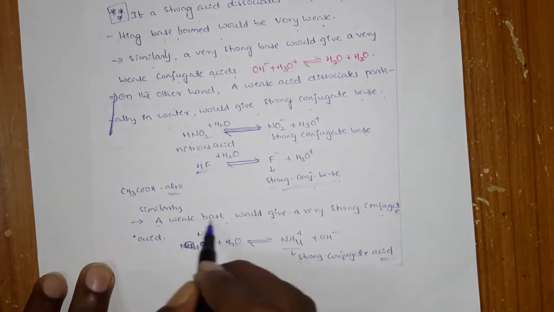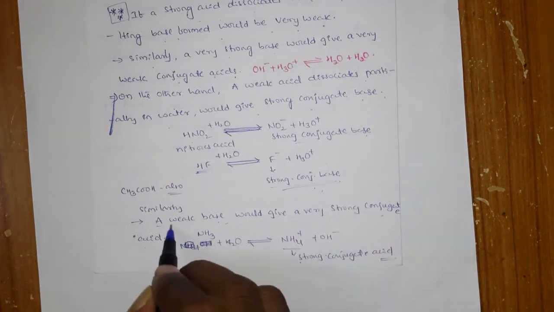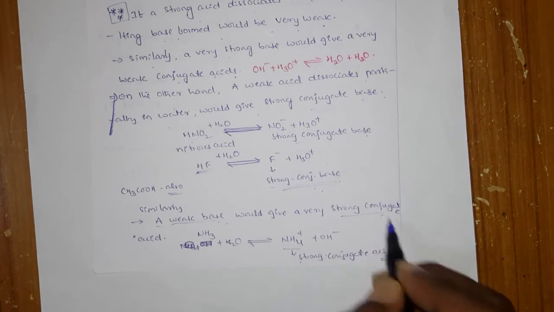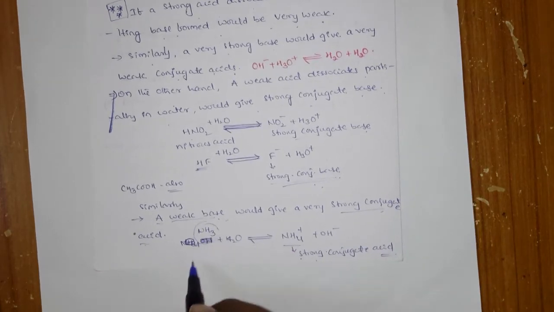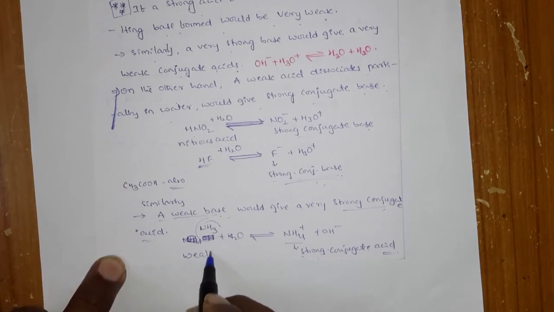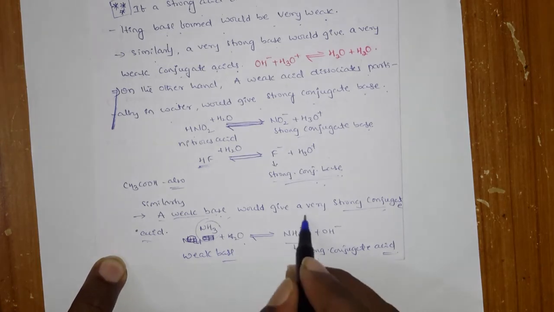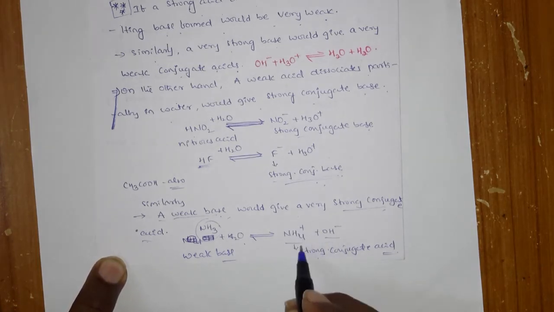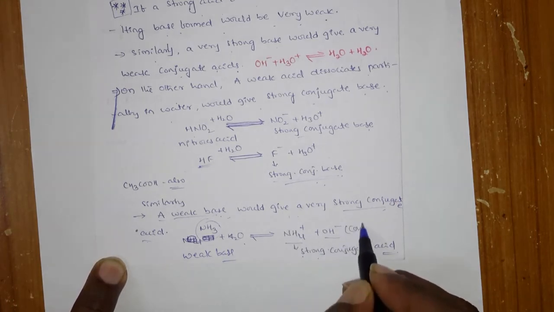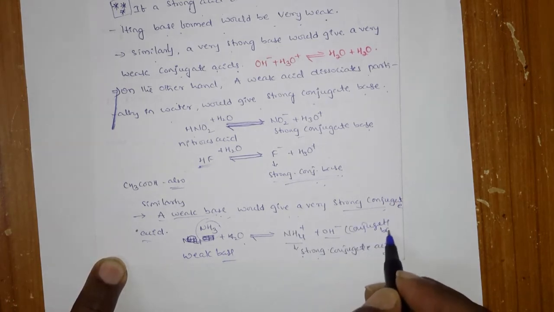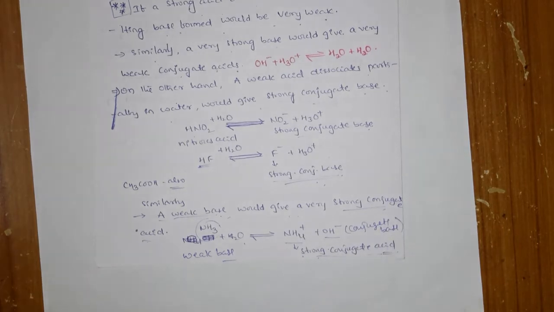Similarly, a weak base, ఇందాక ఏం చెప్పాం, weak acids strong bases ఇస్తాయన్న. Similarly, weak bases ఏం ఇస్తాయి, would give the very strong conjugate acids. So ammonia is a weak base, and on reaction with the water it gives the NH4 plus and OH minus. This is a conjugate acid and OH minus is a conjugate base. Okay, so here this conjugate acid is a very strong conjugate acid.